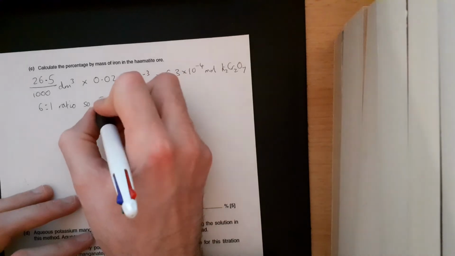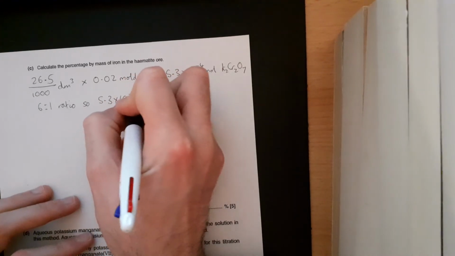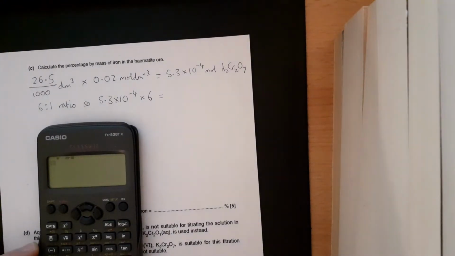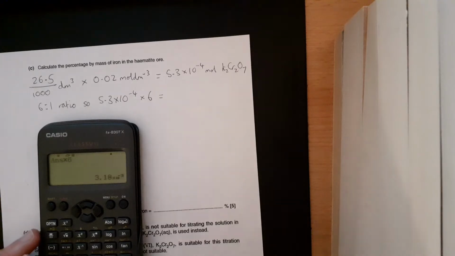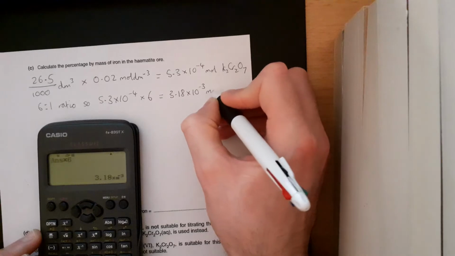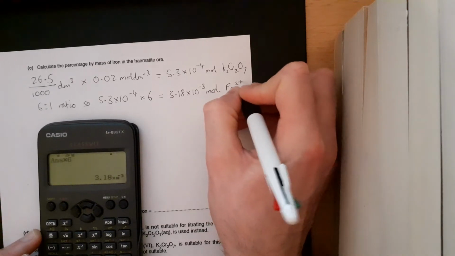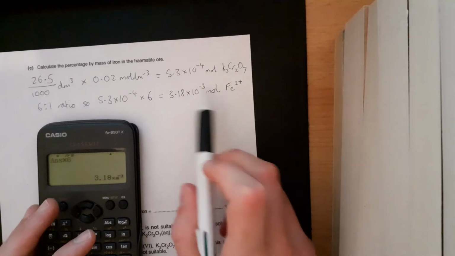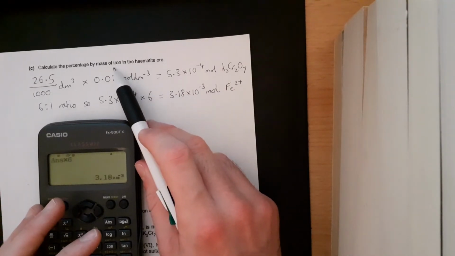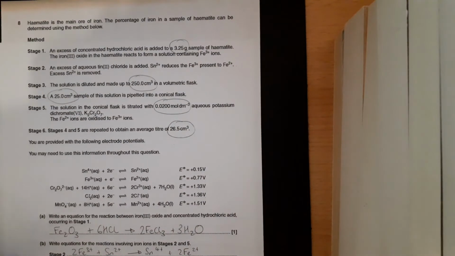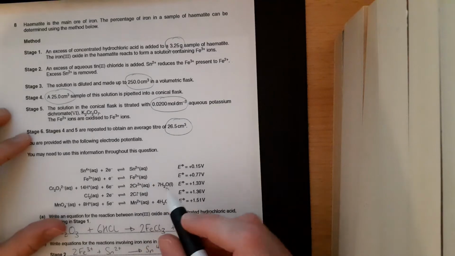So 5.3 times 10 to the minus 4 times 6 is 3.18 times 10 to the minus 3 moles of Fe2+. Okay. So we're getting somewhere. We now know how many moles of Fe2+ we've got, and we want the mass of iron, don't we? So let's just go back to our information and start, like I said, working our way back up the question.